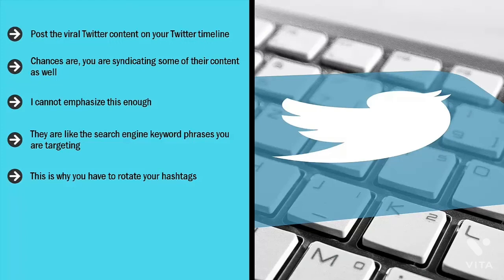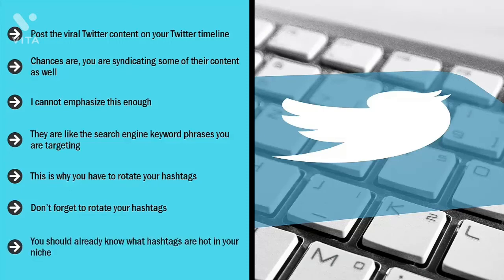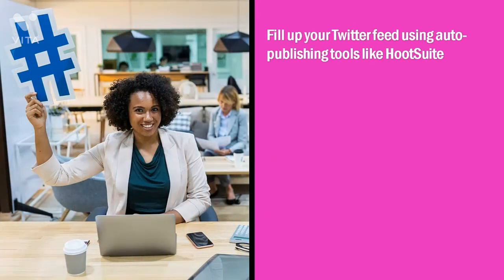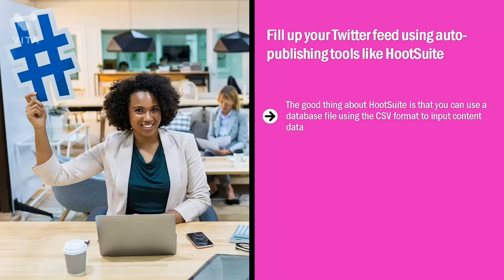Eventually, when you look at your statistics and you just look at the timing of the traffic coming from Twitter, you should be able to connect the dots. You should be able to take an educated guess as to which specific hashtag set accounted for the niche search and traffic. Don't forget to rotate your hashtags. Failure to do so is going to be a missed opportunity. You're going to be blowing it big time if you don't bother to rotate hashtags. You should already know what hashtags are hot in your niche. It's a good idea to keep collecting hashtag ideas and rotating among them to see which ones actually produce the most results. Fill up your Twitter feed using auto-publishing tools like Hootsuite. The good thing about Hootsuite is that you can use a database file using the CSV format to input content data.